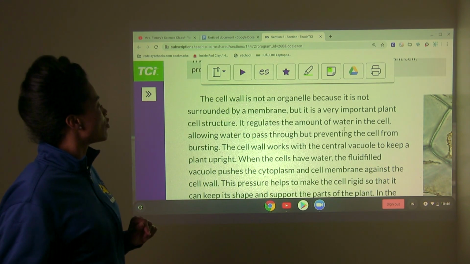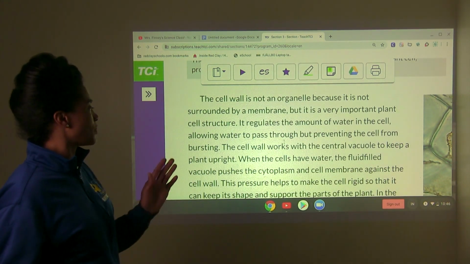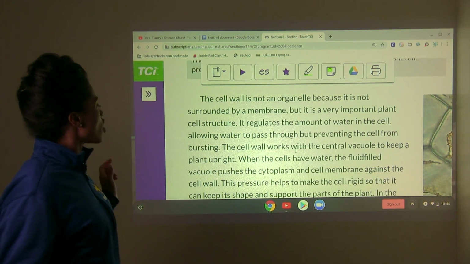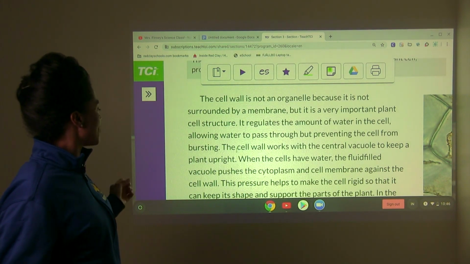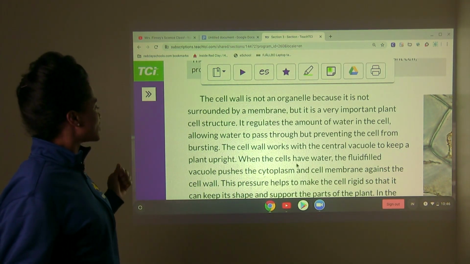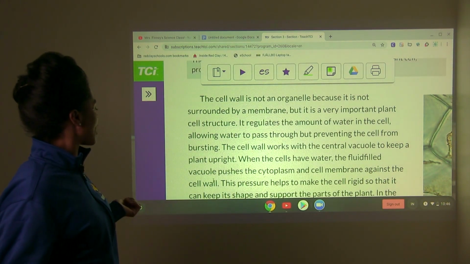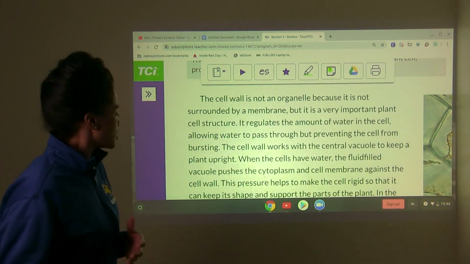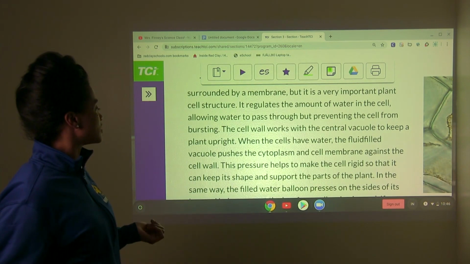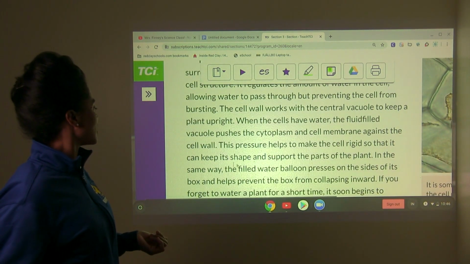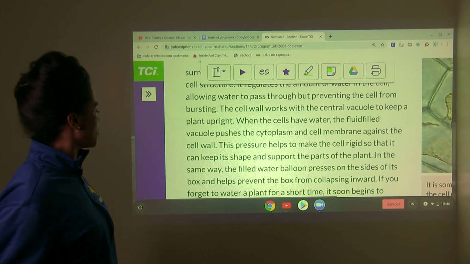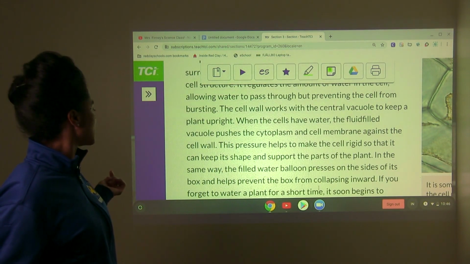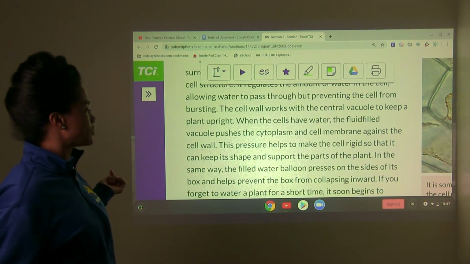It regulates the amount of water in the cell, allowing water to pass through, but preventing the cell from bursting. Very important. The cell wall works with the central vacuole to keep a plant upright. When the cells have water, the fluid-filled vacuole pushes the cytoplasm and cell membrane against the cell wall. This pressure helps to make the cell rigid so that it can keep its shape and support the parts of the plant. In the same way, the filled water balloon presses on the sides of its box and helps prevent the box from collapsing inward.